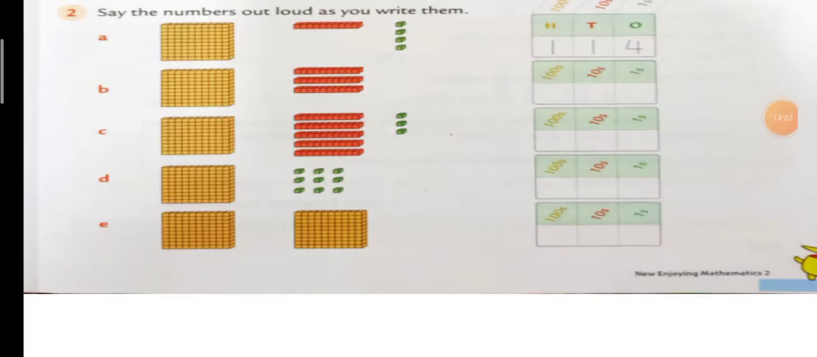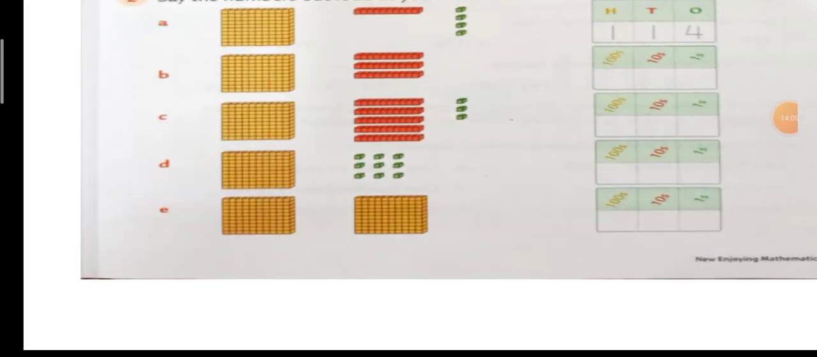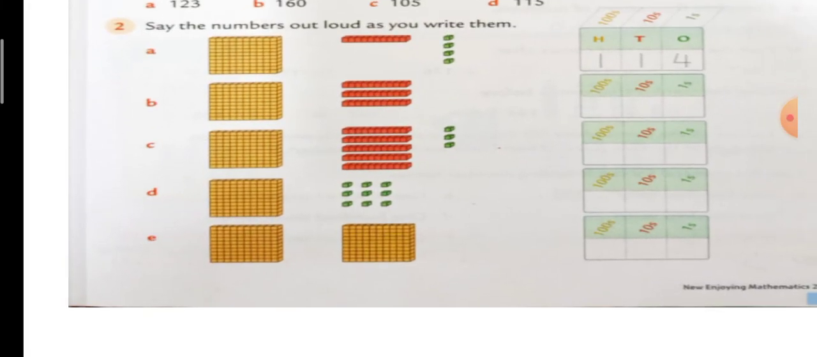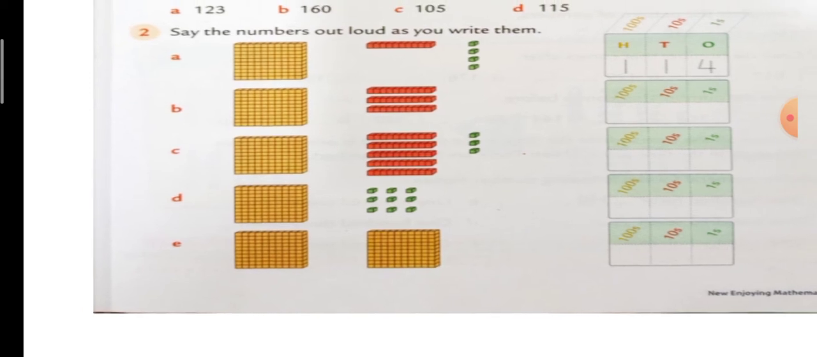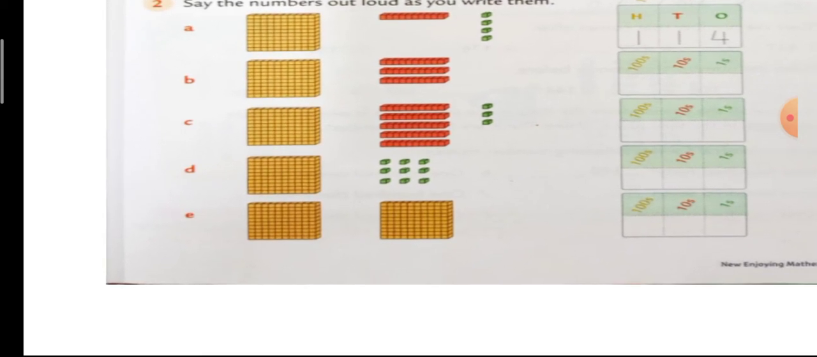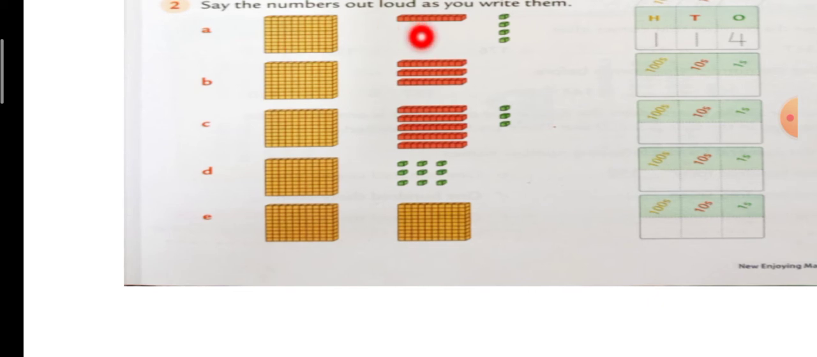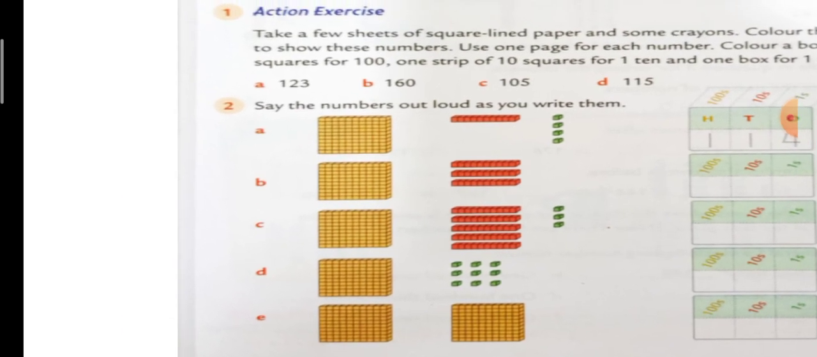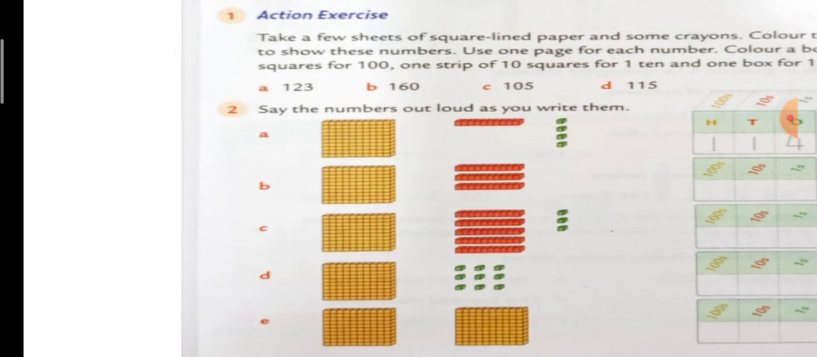Okay. Now we have this. Say the numbers aloud as you write them. So how many hundreds? 1. Isn't it? 100. How many tens? 1 tens. How many ones? 1, 2, 3, 4. 4 ones. So here it is written 114. Okay. Now how many hundreds over here? 1. How many tens? Here 1, 2, 3. How many ones? Nothing. 0.